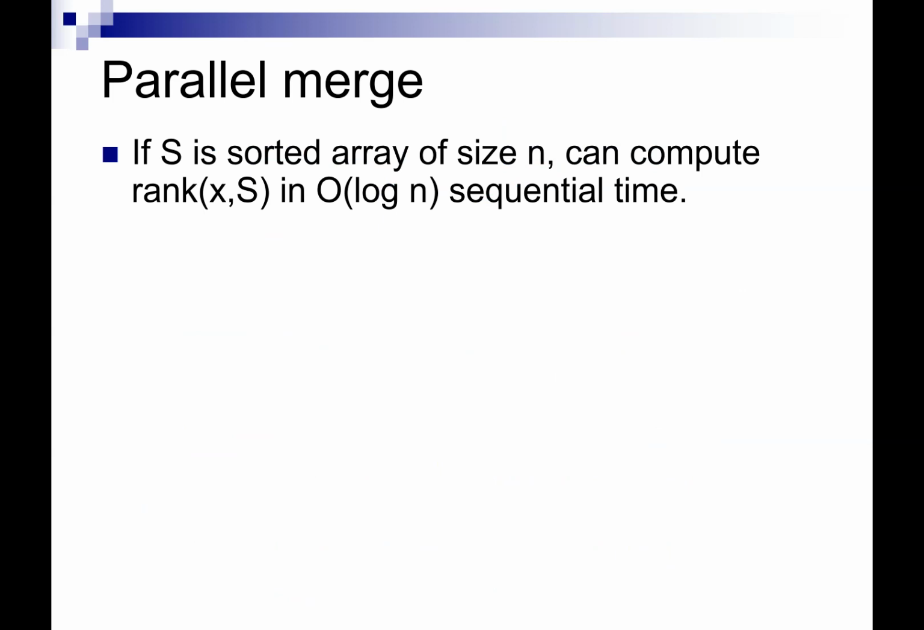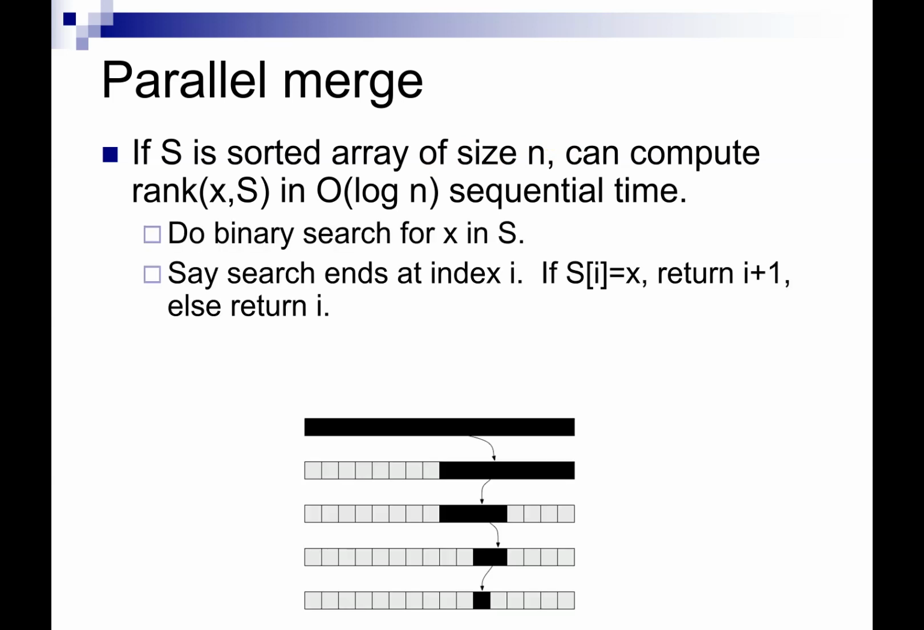Now the only thing is, how do you compute the rank of a value in a set? Now if this set is sorted, and suppose it's got a size of n, then you can compute this rank in order log n sequential time. So even if you only have one processor, if you have a sorted array of size n, you can compute the rank of x in S using just one processor in log n time.